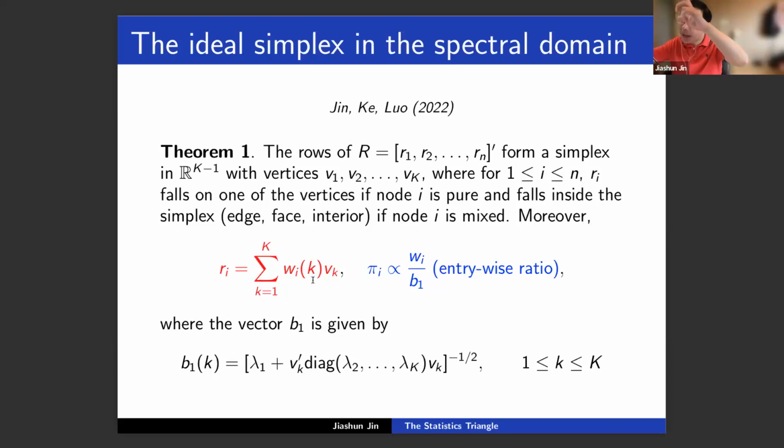If k equals 3, you have a triangle. You pick a row of R, and it must fall inside the triangle. Then you can write this r_i as a convex linear combination of the three vertices, and the weight is a vector, W_i1, W_i2, W_i3. W_i is the weight vector. From the simplex and your R_i, you can easily find that weight.